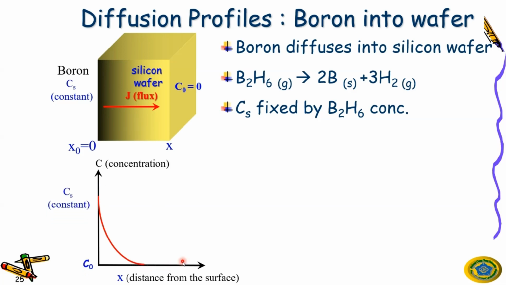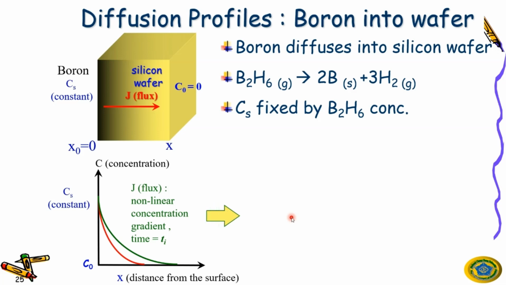So this is time 1. How about time 2? Time 2 might be like this, right? Time 3, time 4. Okay? So the flux is a nonlinear concentration gradient. So with time going by, you will know that the concentration profile changes.